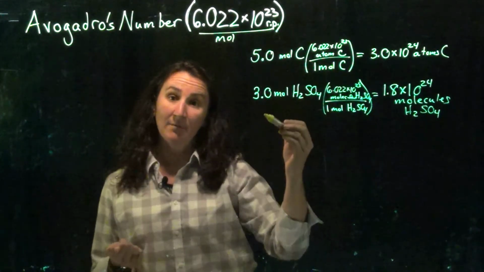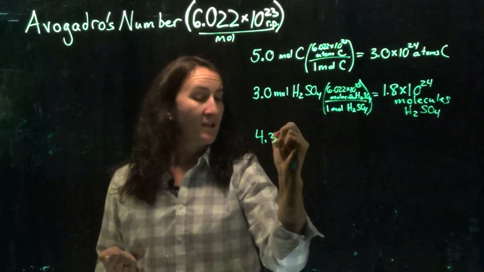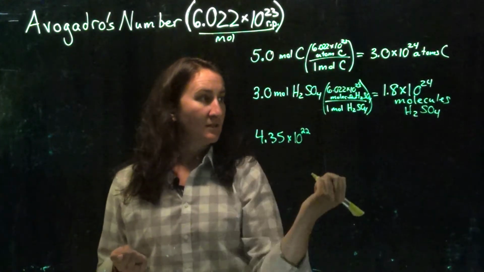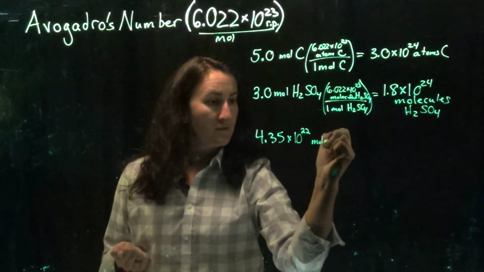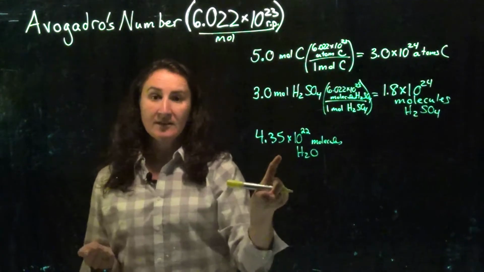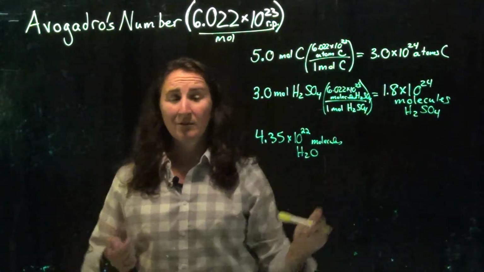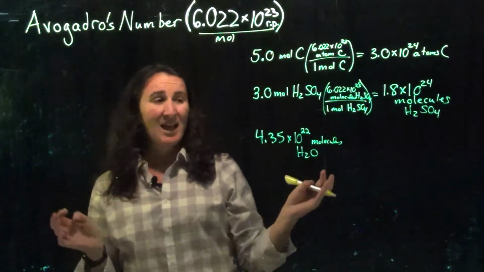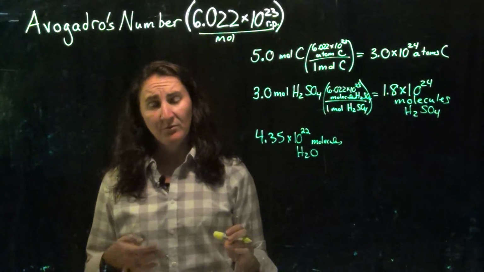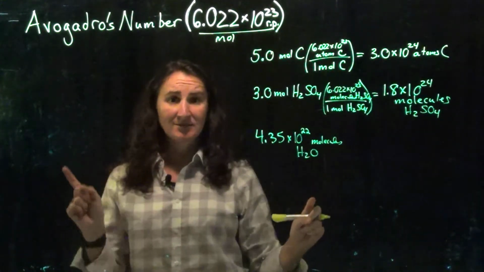But what if we want to go the opposite direction? Same principles apply. So let's start out with 4.35 times 10 to the 22nd molecules of H2O. If this is what we're starting with now, we're already starting with molecules, and we need to get it to moles. And you might be like, why do I care if it's in moles? Well, once we have it in moles, we're able to get it to more useful things such as grams, which we'll be covering in a future video. But right now, we have to get it to moles before we can get it to grams.